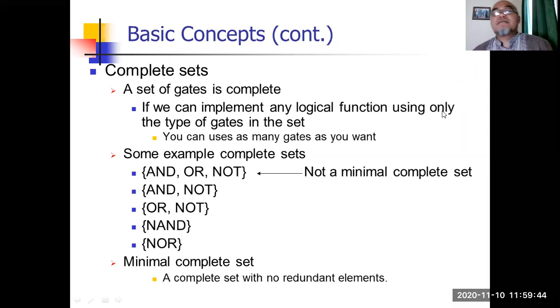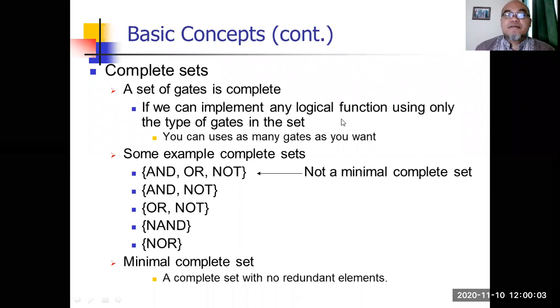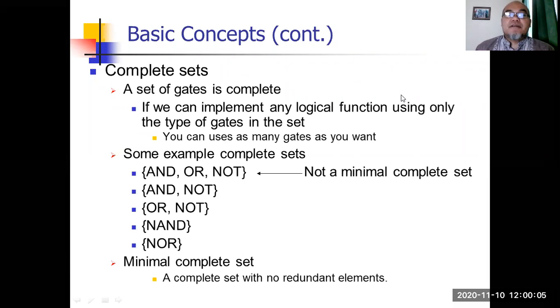So last week we discussed the basic concept of logic gates, and we also discussed some complete sets. A set of gates is complete if we can implement any logical function using only the type of gates in the set. For example, NAND only is a complete set, or NOR only is also a complete set, because using NAND only or NOR, we can develop various other gates.